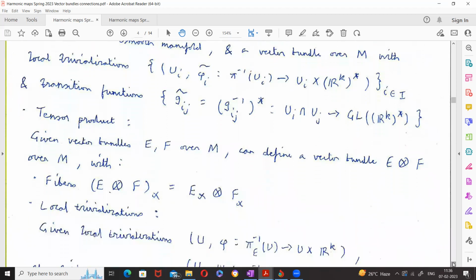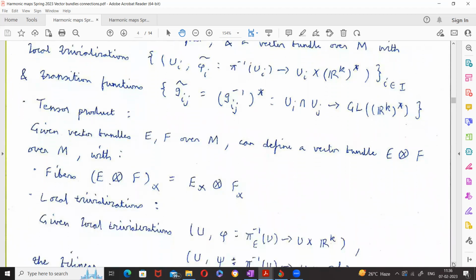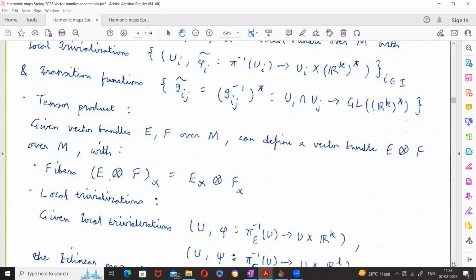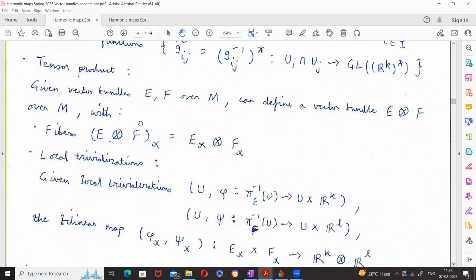All right. So we can define a dual bundle to any vector bundle E. So that will be important for us. Also, we will need what's called the tensor product of vector bundles. So given vector bundles E and F over M, we can define a vector bundle E tensor F over M, where the fibers are going to be the pointwise tensor product of the fibers EX and FX. Okay. And local trivializations will come from the local trivializations of the bundles E and F.